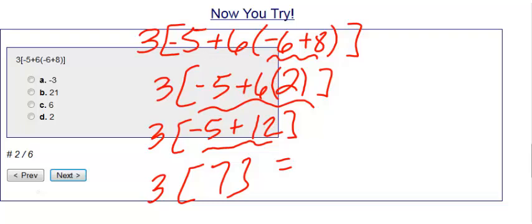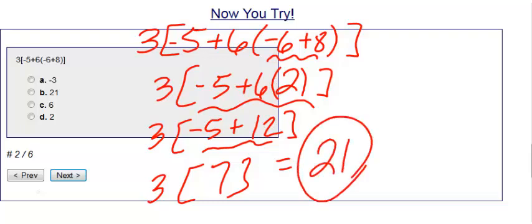3 times 7 is a positive 21. So do it in steps. When you have parentheses and brackets, brackets are just like parentheses, but you work your inside to out.